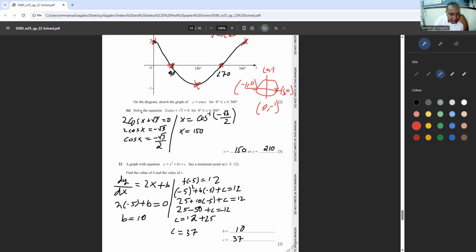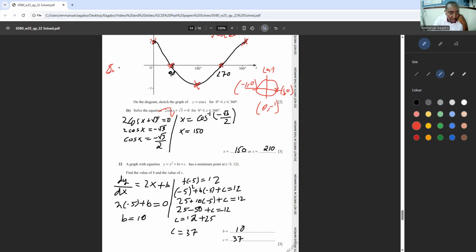Very good. Question B. Solve this. It's just collecting like terms. 2 cos x plus square root of 3 equals 0. Then take this to the other side. I'm going to have 2 cos x equals negative square root of 3. Then I have cos x equals negative square root of 3 over 2. And then do cos inverse of that. You're supposed to know your exact angles, guys. So from what you know, I expect you to be knowing.